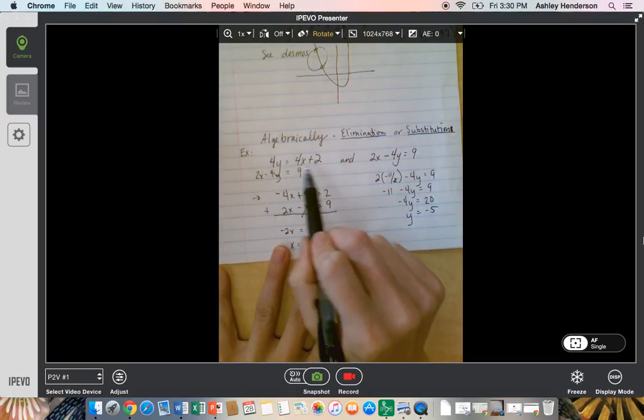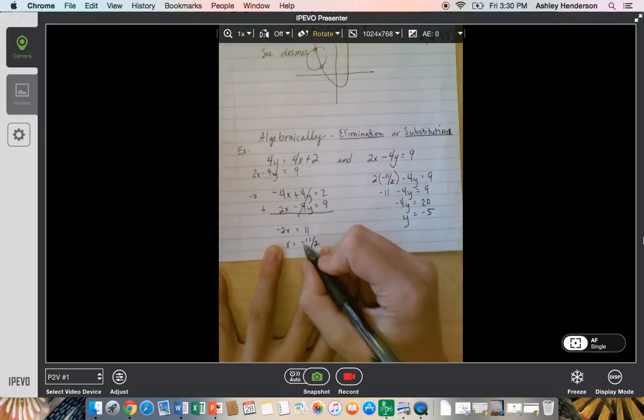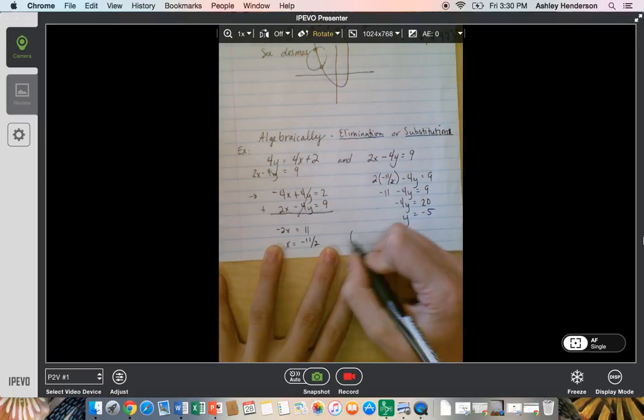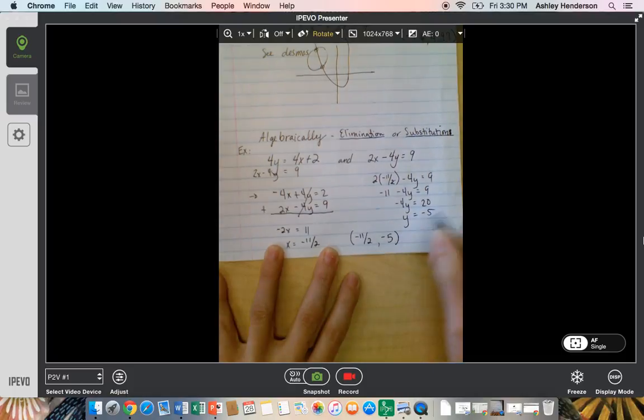So if I was going to graph these two linear equations, where they intersected would be at the point -5.5, or -11/2, -5.